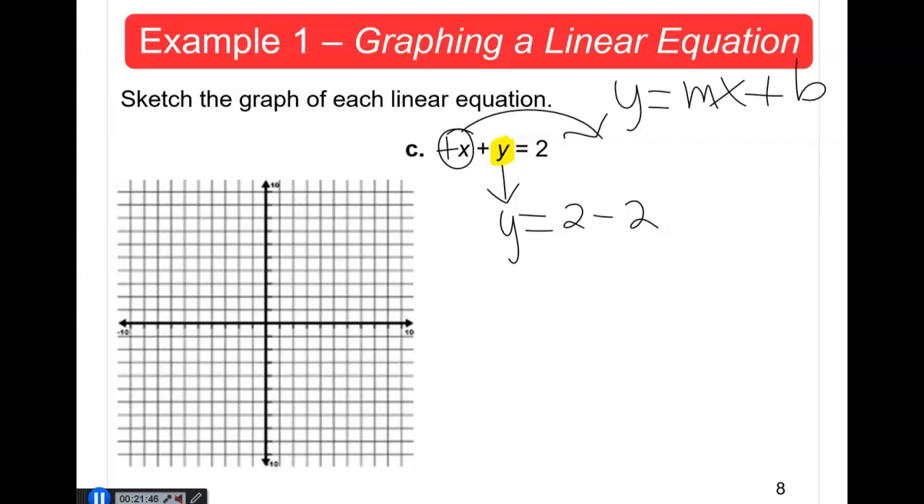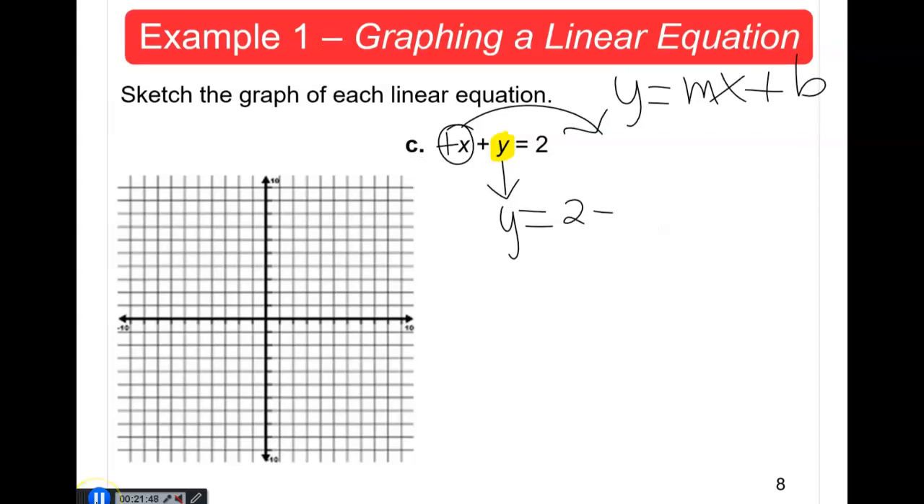Not a 2, but an x. Negative x. And of course, we could rewrite this with the x first, but it still keeps the negative sign. So negative x plus 2. All right, so from here, the implied coefficient of the negative x is a -1. So we know that m is equal to -1. And because it is an integer, we have put a 1 for the denominator.